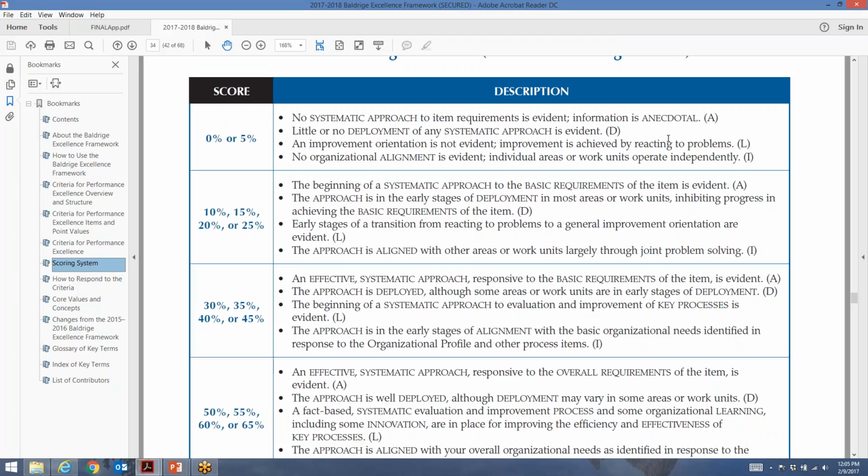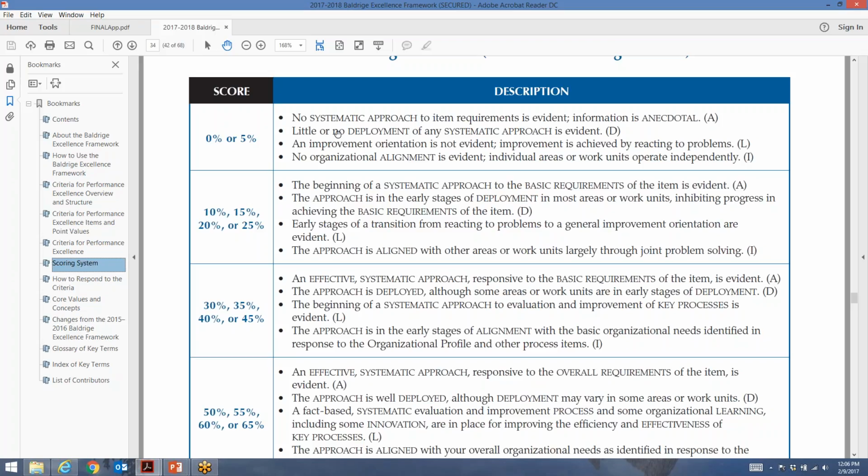And I'm going to tell you about how you might want to do that. But then, did you describe an approach or a process, if you want to think about it that way? Did you describe the level of deployment? Did you give me some evidence that you've learned and improved those approaches? And did you help me understand how those approaches that you're describing are aligned and integrated with the things that are important to you and with other approaches? And so that's the ADLI. We're going to come back to that.